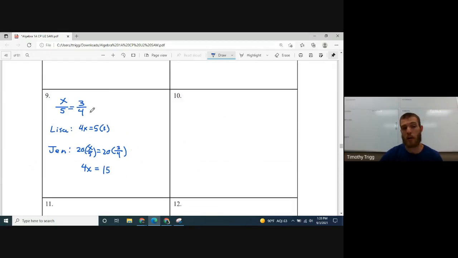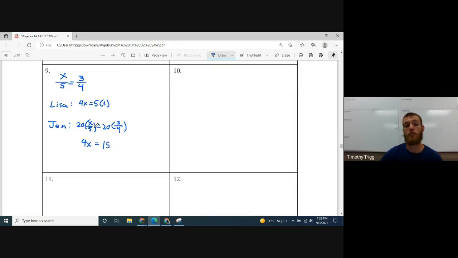But mostly we're going to focus on doing things Lisa's way, mainly solving by cross multiplication. But there are times where we want to use this multiplying by the lowest common denominator, and that'll be later on in some of the other units.